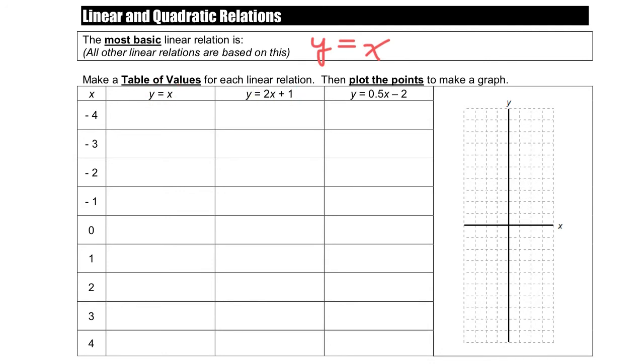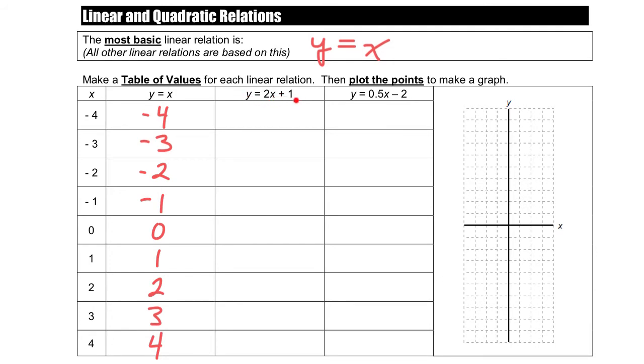So what the equation for this first one means is whatever x is, it's the same as what y is. Y is equal to whatever x is. So if I want to calculate y, if x is minus 4, y is equal to minus 4. So y is minus 4. If y is equal to x and x is minus 3, then y is minus 3, etc.